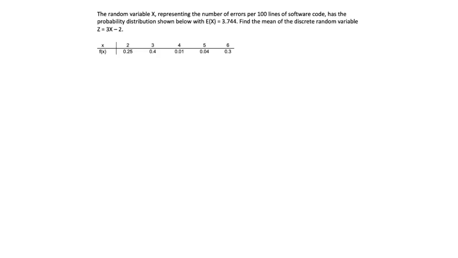The random variable x, representing the number of errors per 100 lines of software code, has a probability distribution shown here with an expected value of 3.744. Find the mean of the discrete random variable z equal 3x minus 2. Well, the expected value of z is the expected value of 3x minus 2, which is 3 times the expected value of x minus 2. So we simply plug in what we know for the expected value of x, and we get an expected value of z of 9.232.